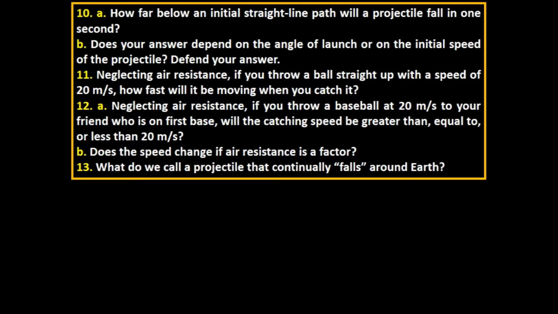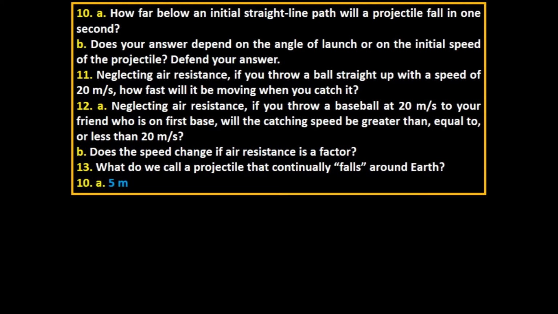So the next set, how far below an initial straight line path will a projectile fall in 1 second? Well, d equals 1/2 gt squared. So after 1 second, it will fall 1/2 of g, which is 5, times 1 squared, would be 5 meters. Does your answer depend on the angle of launch or on the initial speed of the projectile? Defend your answer. No, the vertical drop doesn't, unless you're throwing it up, of course, and that would change things a little bit. But it's all governed again by d equals 1/2 gt squared.